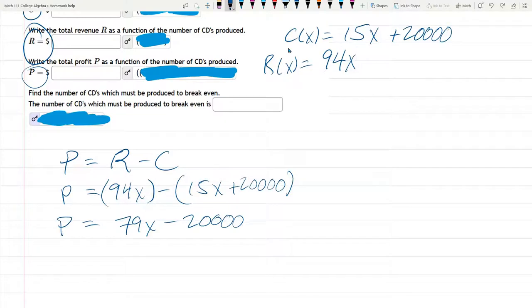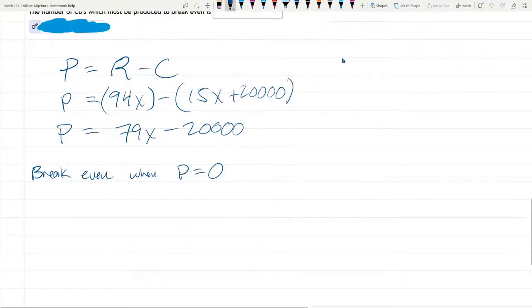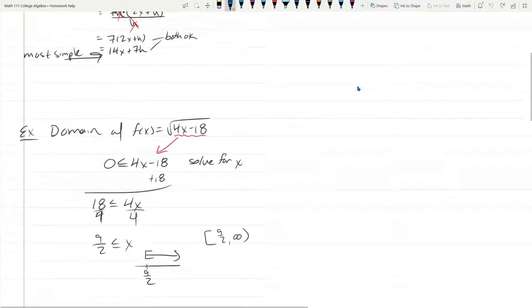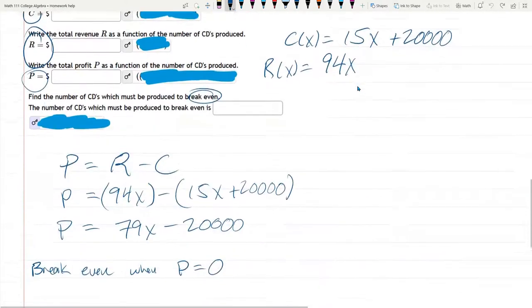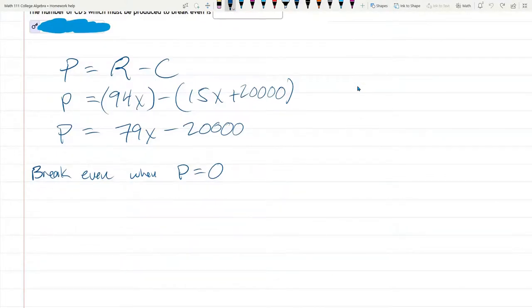Now we want a break even. So how do we break even? When you make no money, or when the profit is equal to zero. So there is no profit, or a $0 profit. So we're setting this equal to zero. Here we go. 79x minus 20,000 equals zero.